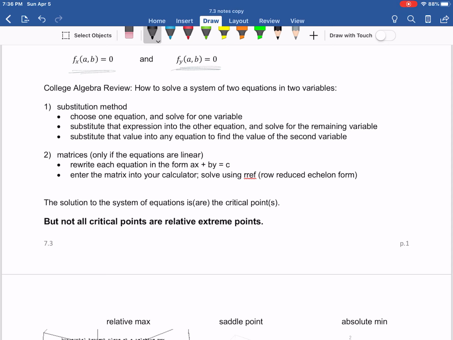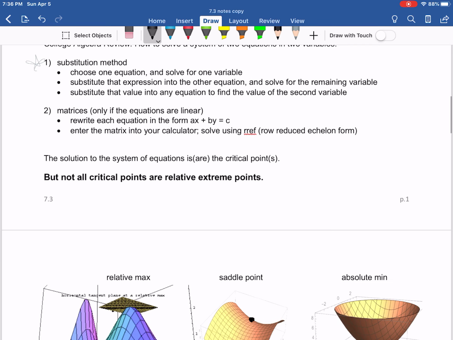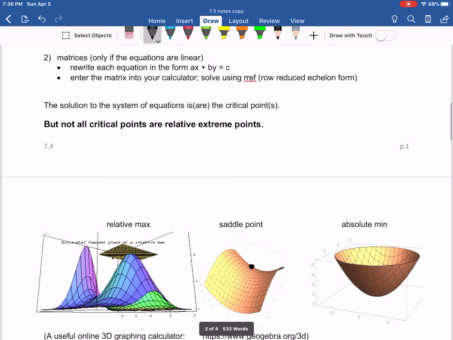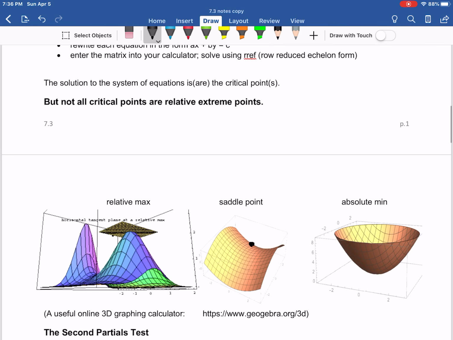And so that's going to be the one that I will focus on. I'll use the substitution method for the most part. Whatever solutions you get to your system of equations for x and y, those are going to be considered your critical points.